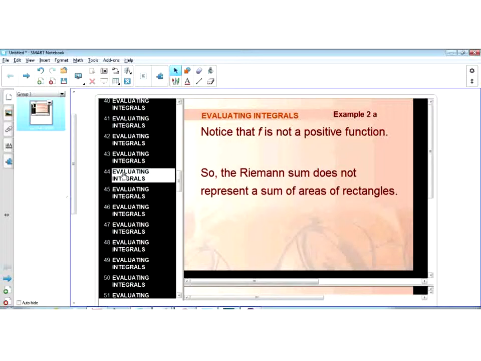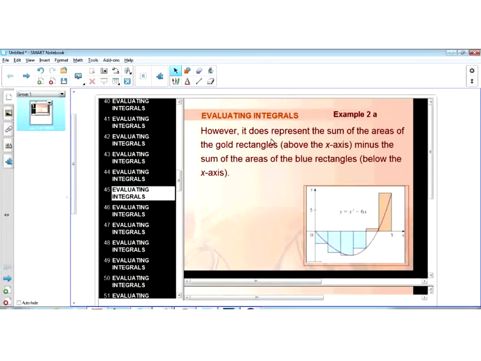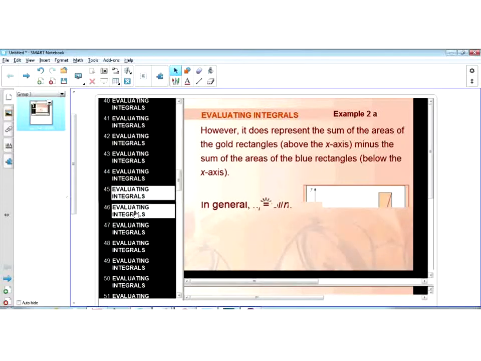So the Riemann sum does not represent the sum of areas of rectangles, because the area of a rectangle is a positive number, and the Riemann sum is negative in this case. Now let's see what's next. What the Riemann sum represents is the sum of the areas of the gold rectangles, those above the x-axis, minus the sum of the areas of the blue rectangles below the x-axis. Here's the graph of x cubed minus 6x, and you can see most of its area lies below the x-axis, and we consider that to be a negative area.